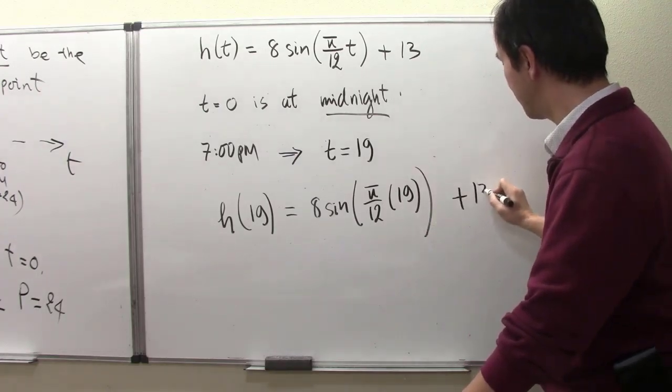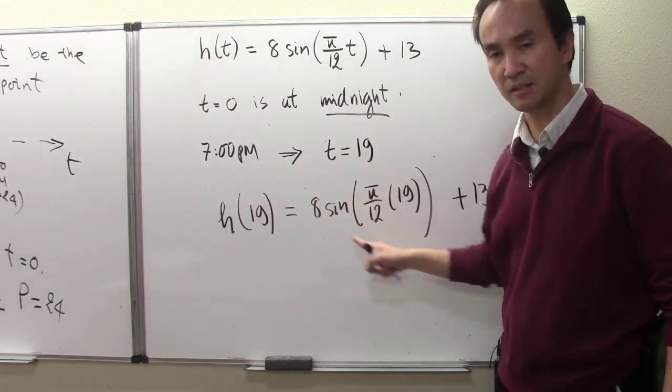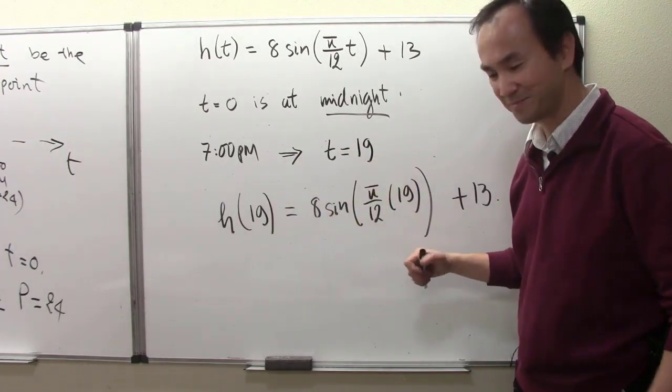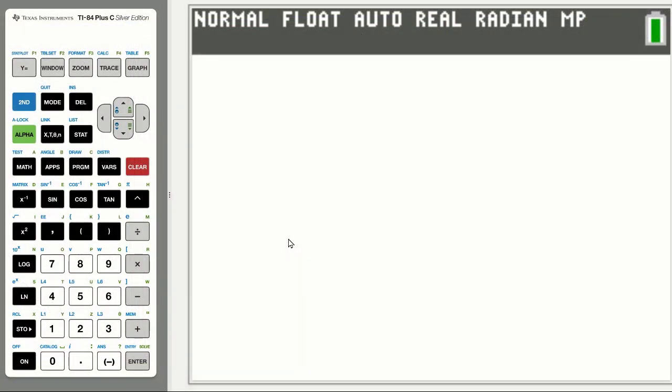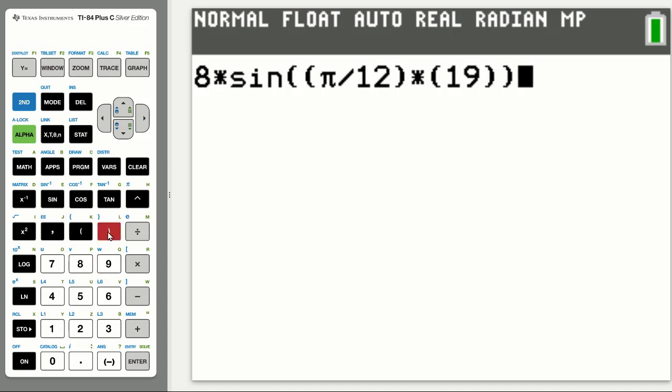plus the 13. And of course, all of these values right here, let's go ahead and run them in radian values again. Okay, and so now with the calculator, we type in 8 times sine of, open parentheses, second pi over 12, close the parentheses, and multiply with 19 in parentheses. And in another parentheses to close the sine, and we're going to add 13.